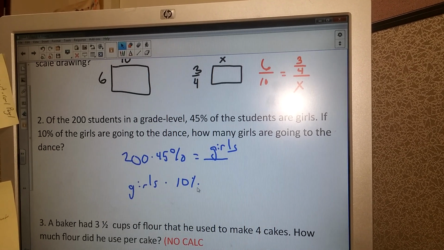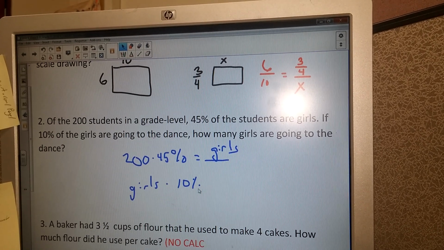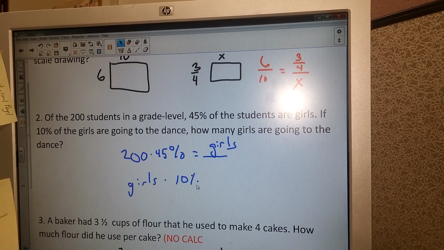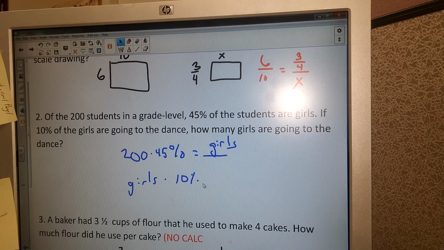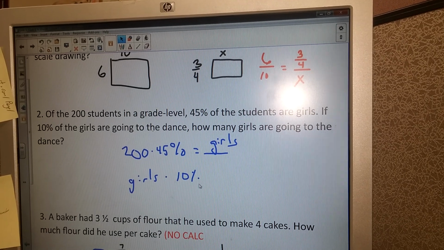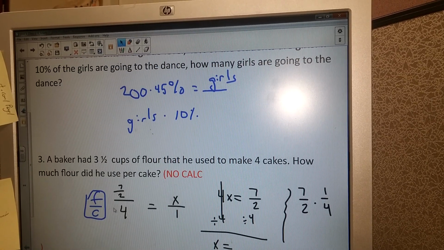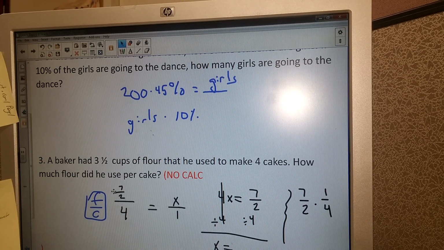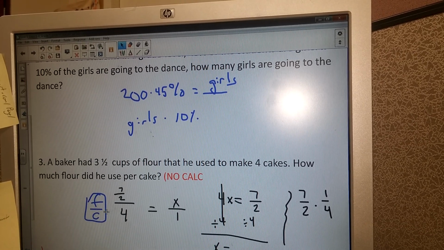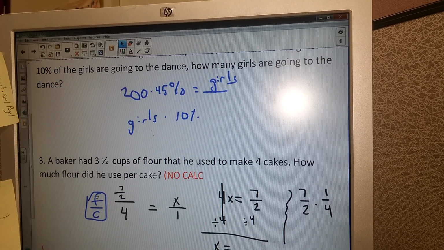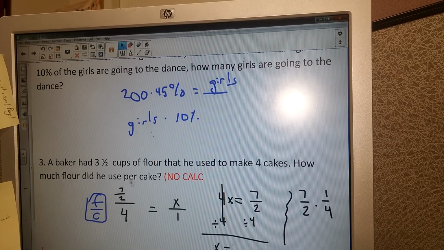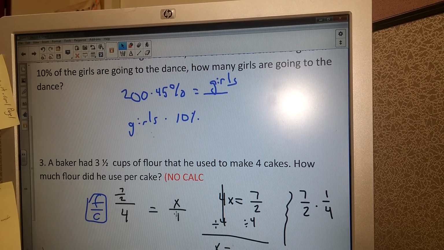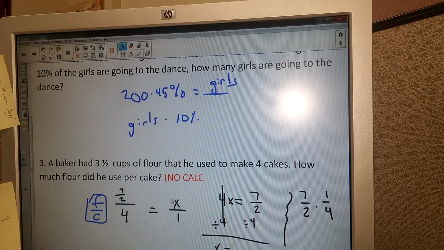Number three, a baker had 3½ cups of flour that he used to make 4 cakes. How much flour did he use per cake? And this is a no calculator problem. First thing you should do is set up your ticket. We're comparing the amount of flour, which is 7/2, to the number of cakes, which is 4 cakes. How much flour did he use per cake? Per cake means 1 cake, so we have a 1 in the denominator. We're not sure how much flour, that's x.